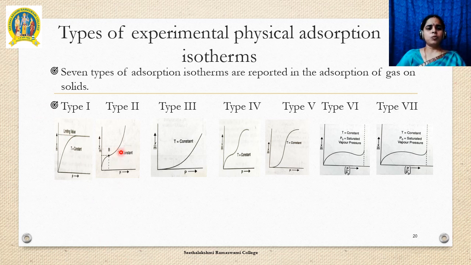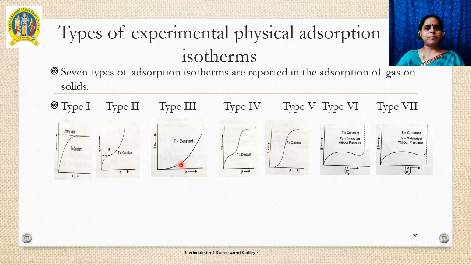Type 2, in which the multilayer of physisorption is noticed, that is, the point at which the multilayer starts is the point called B. At this point, the monolayer formation stops or completes and the multilayer formation occurs. Example of this type is nitrogen adsorption over silica at minus 195 degree Celsius.